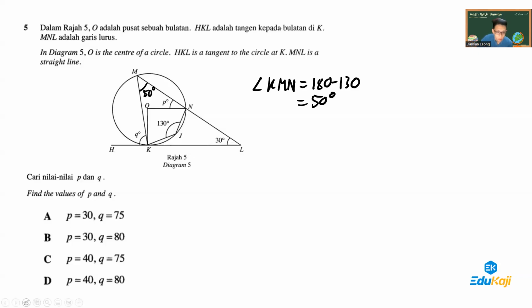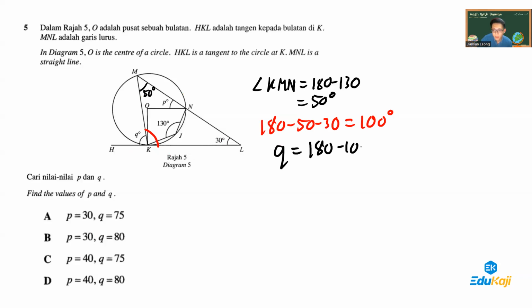Right? So using the 50 degrees, you can see this MKL is a triangle. Total angle in the triangle 180. So I can find here 180 minus 50 minus 30, 100 degrees. So I can find Q. Q is 180 minus 100, 80 degrees. Yeah, so it's either one of these two. So I want to see whether P is 30 or 40. So how do I do that?